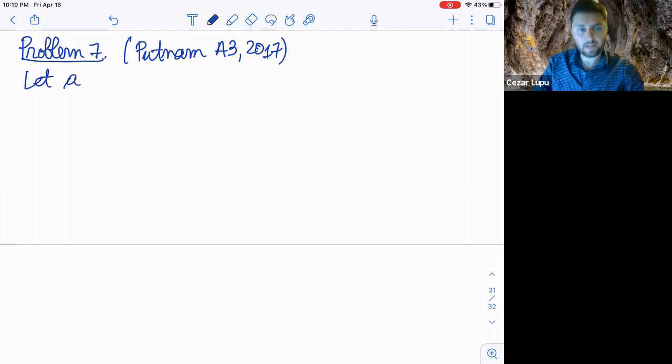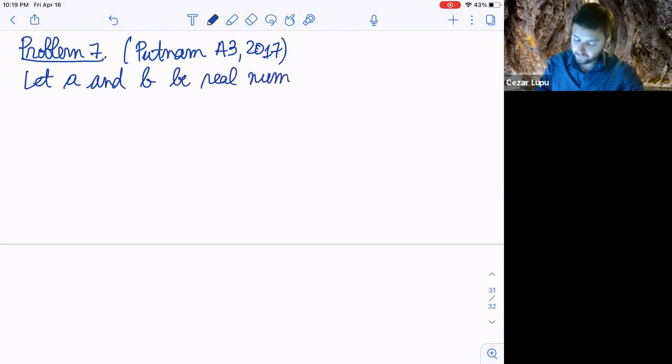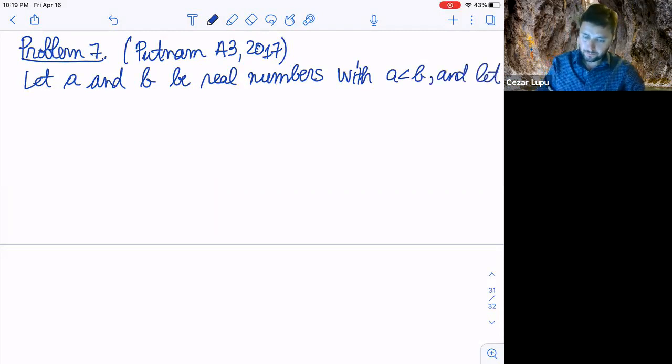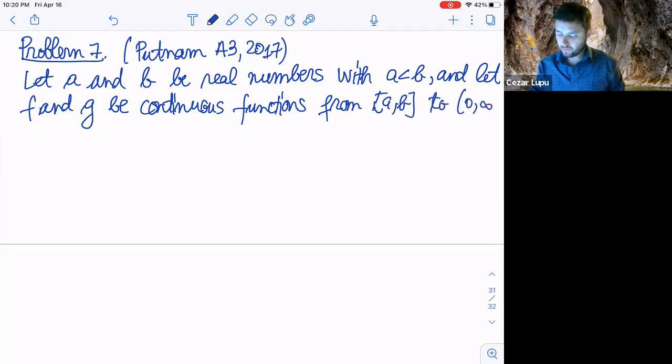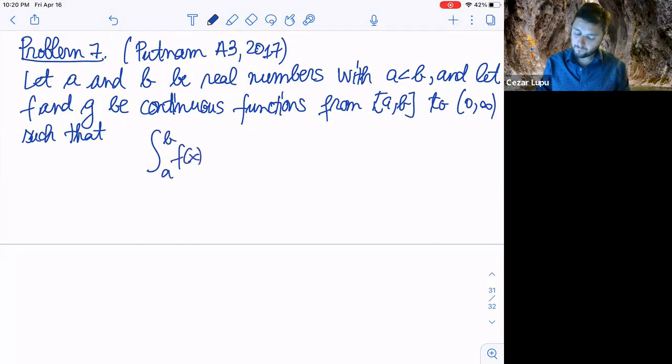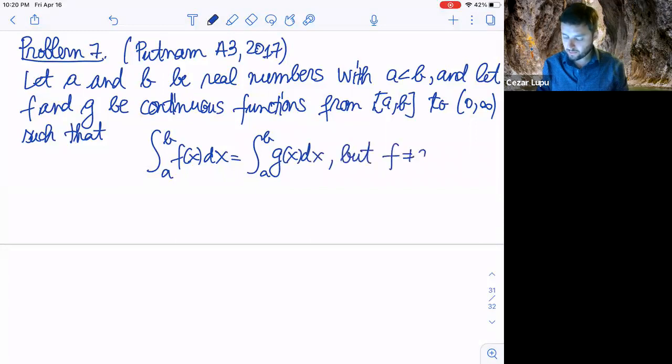Let A and B be real numbers with A less than B, and let f and g be continuous functions from the closed interval AB to the positive reals, 0 to infinity, such that the integral of f is the same as the integral of g. But the two functions are not the same, so f is different than g.